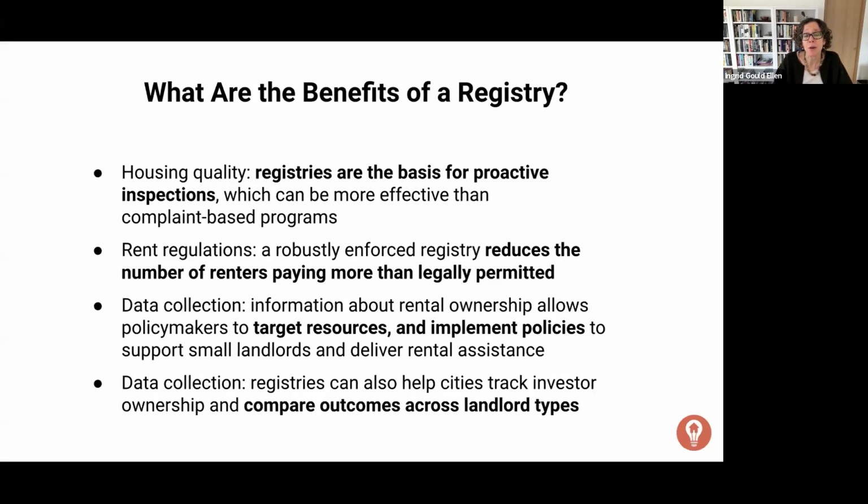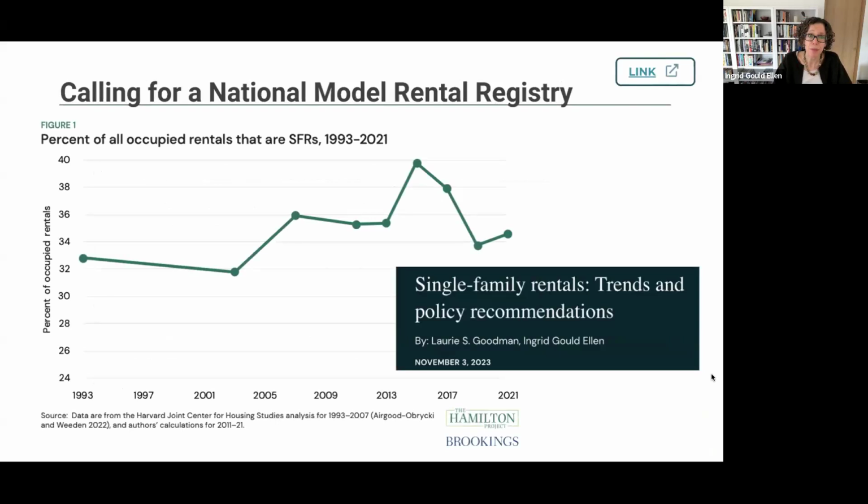And if you can go to the next slide, I recently wrote a paper with Lori Goodman from the Urban Institute about single family rentals, which represent just over a third of rental properties in the US. They can be particularly difficult to identify as rentals, and there's growing concern about these rentals. The truth is the share of rental properties that are single family rentals hasn't increased that much from where it was in the early 90s, but there's growing concern that those are owned by institutional investors.